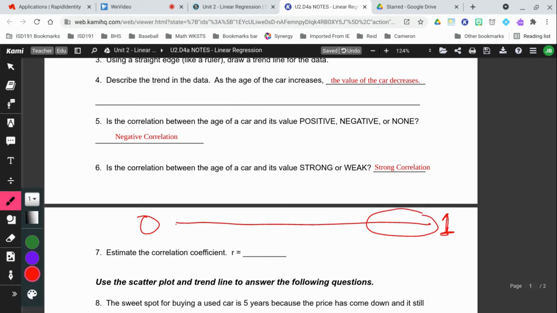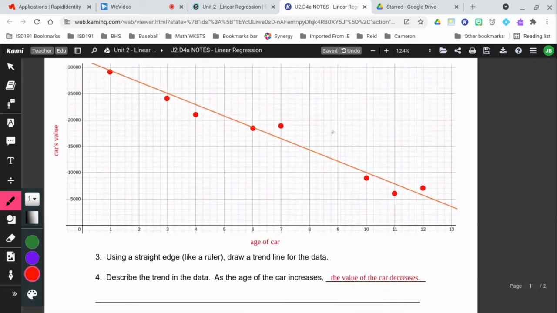Think of this as a number line: 0.1, 0.2, 0.3, 0.4, 0.5, 0.6, 0.7, 0.8, 0.9, and 1.0. We want to present something on the upper end. Typically for strong correlation, we say it's anything from 0.7 and up. A 1.0 is a perfect correlation, and that's when the points line up perfectly, like with linear equations in last unit. This wasn't a perfect correlation, it was just strong.